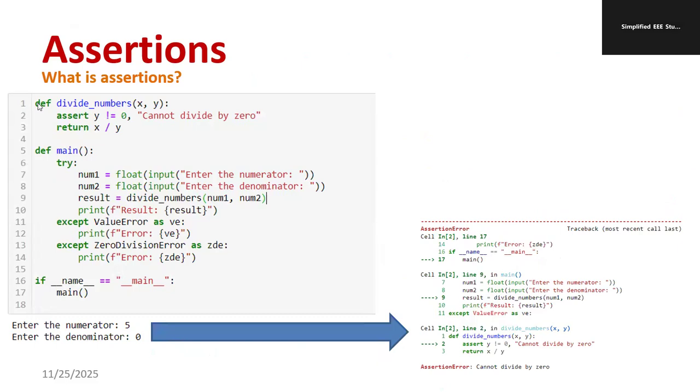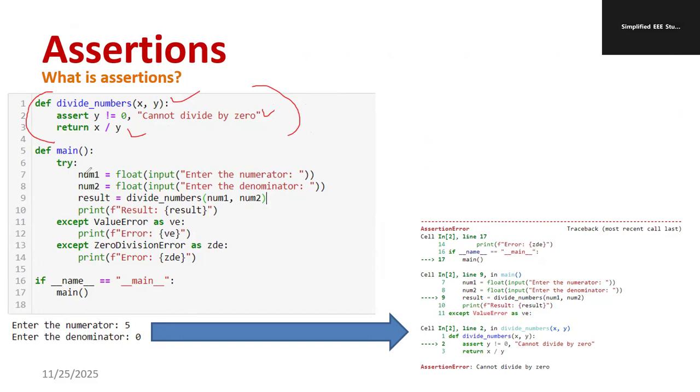By the way, let us have a brief look at a program snippet. There is one simple program given here. I'm going to define a function called divide number. It is a user-defined function. I'm going to use the keyword assert: assert y not equal to 0, with the message that it cannot be divided by 0. Then return x by y. Here I am going to explain the importance of assertion.